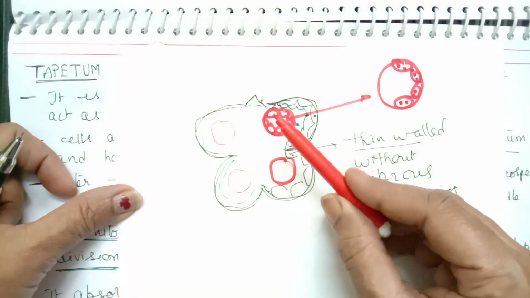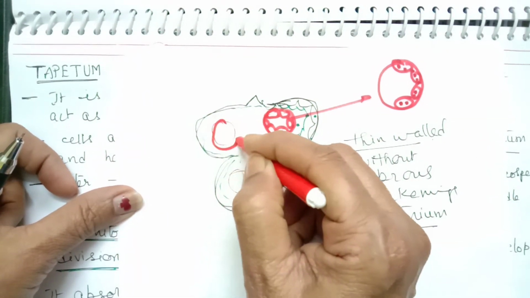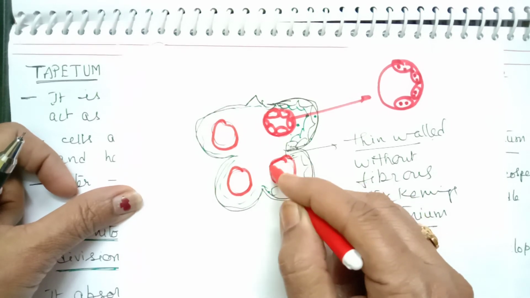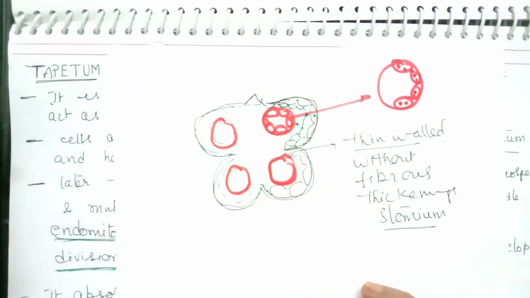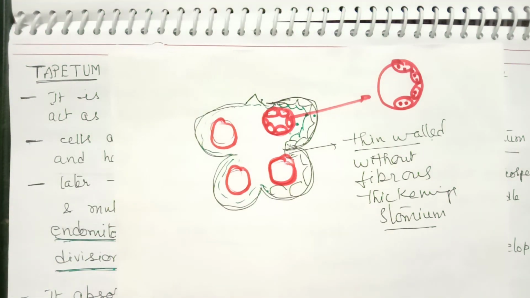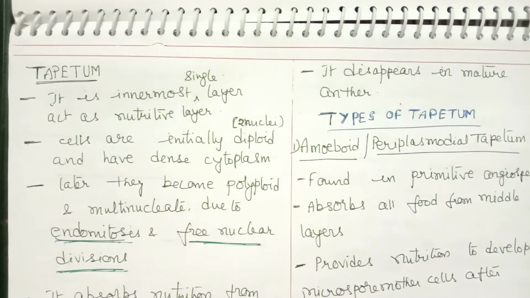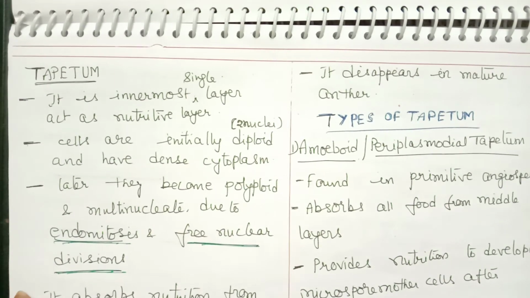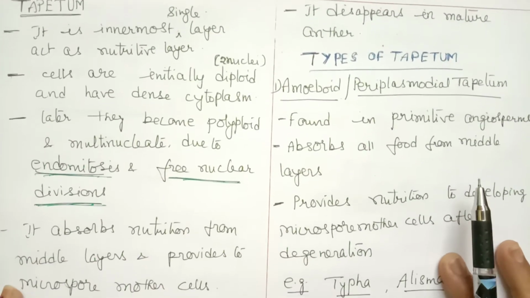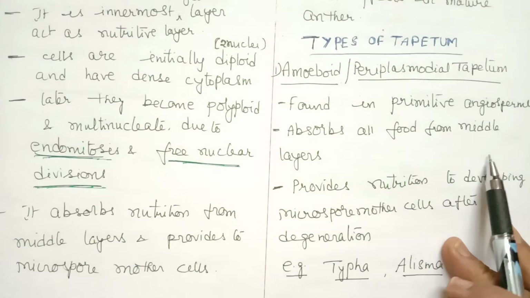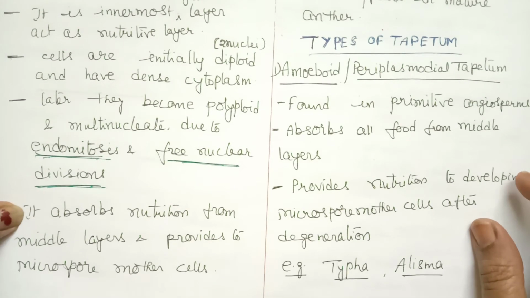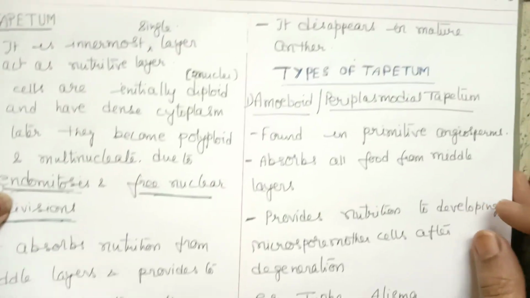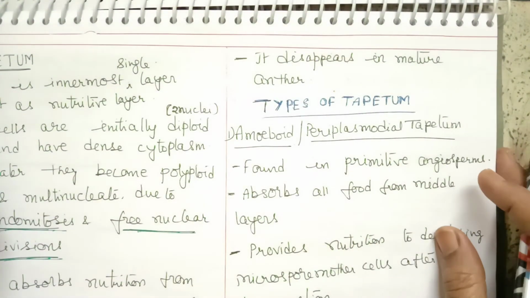Another feature we find is that the tapetum is present separately for each pollen sac. It is not continuous like the other three layers. That is the structural feature of a tapetum. Now let us see what are the other features of tapetum. It absorbs nutrition from middle layers and provides it to microspore mother cells. That is the main function. And it disappears in a mature anther.